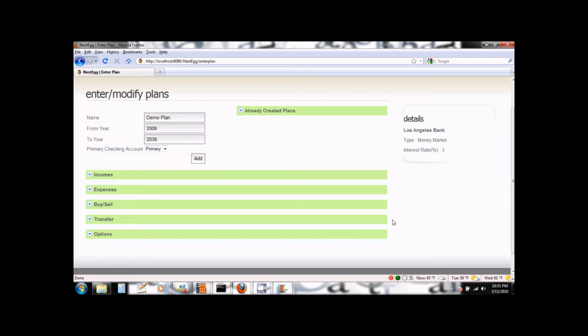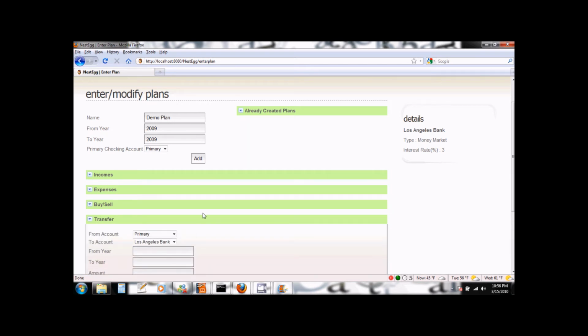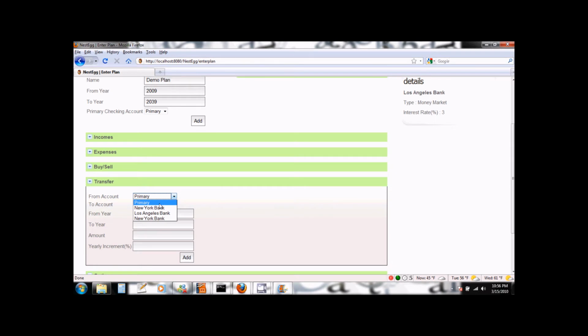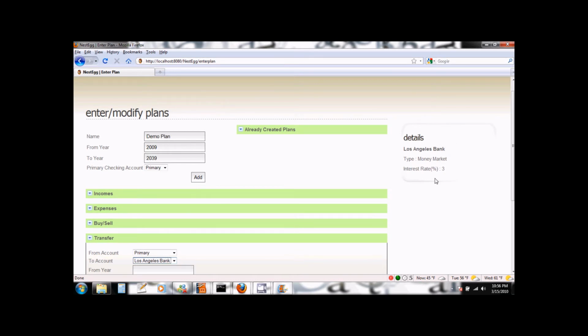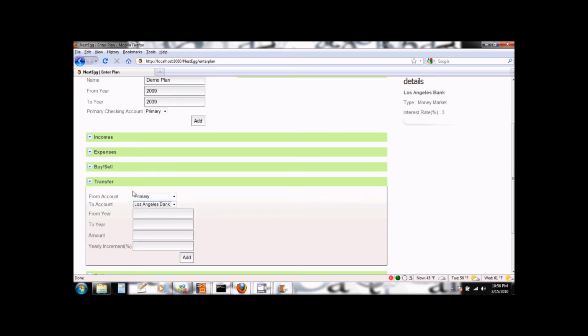Let us now do one more thing. Let us see how we can transfer money from one account into another. So let us transfer money from the primary account to our Los Angeles bank account. Now if we look at the Los Angeles account on the right side here, you see that it's a money market account with an interest rate of 3%. So instead of keeping too much money in our primary account, we would like to transfer it to the Los Angeles bank. So let us do this from the year 2035 to the year 2039, exactly when we sell the house.